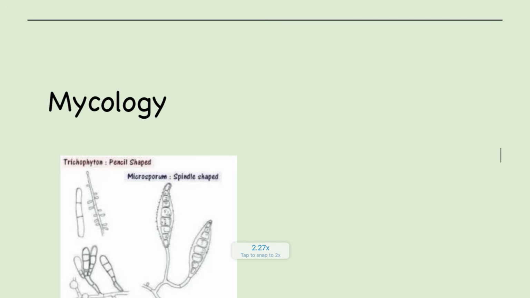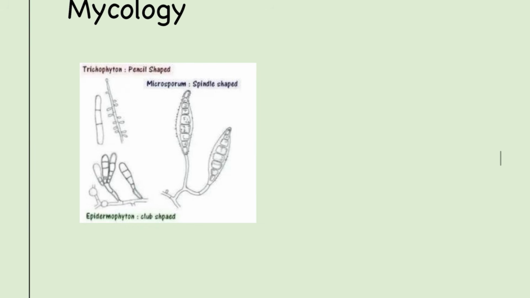Next, moving on to mycology. In mycology, the first classification is Trichophyton, which is pencil shaped. Here you can see the pencil shape with more and more macroconidia in this patient. And Microsporum is spindle shaped, with only a few macroconidia seen here. Whereas Epidermophyton has no macroconidia, and on the microconidia you are going to see different sizes of club shapes, associated with Trichophyton.